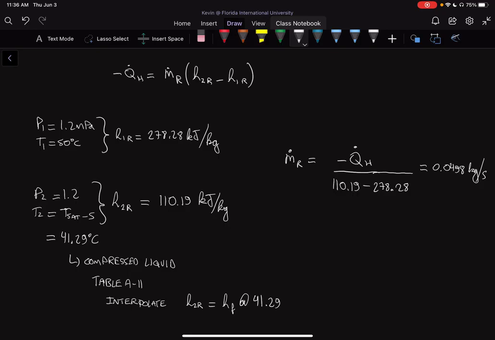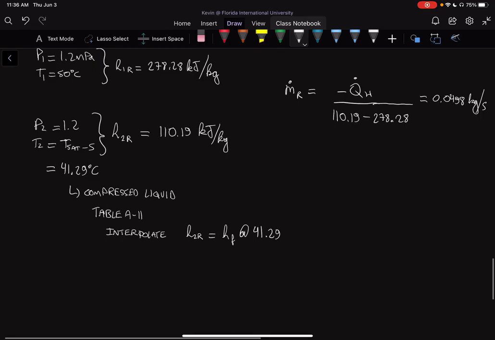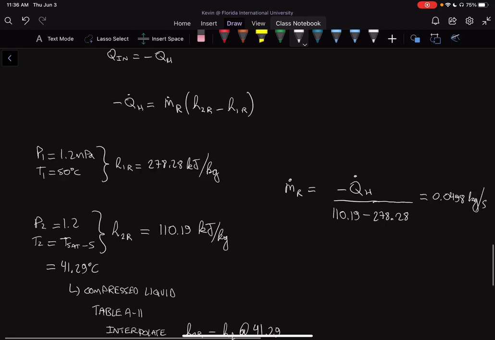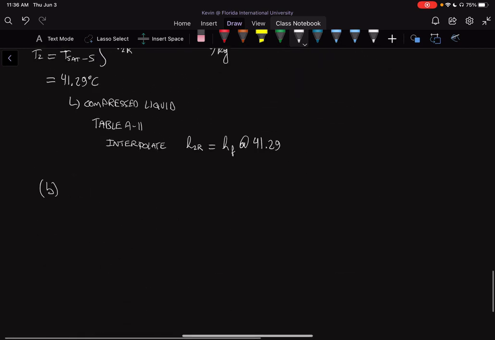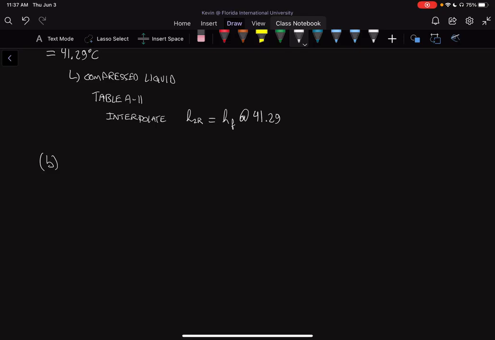And now we can finally go to parts B, C, and D and use our knowledge of Carnot cycles and the second law to solve the rest of the problem. So let's look at part B. Part B in the question asks for the refrigerant load, the refrigeration load.